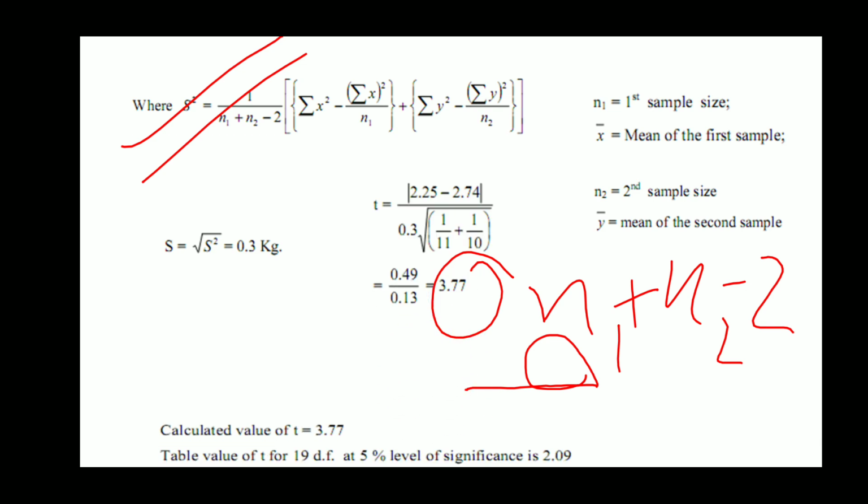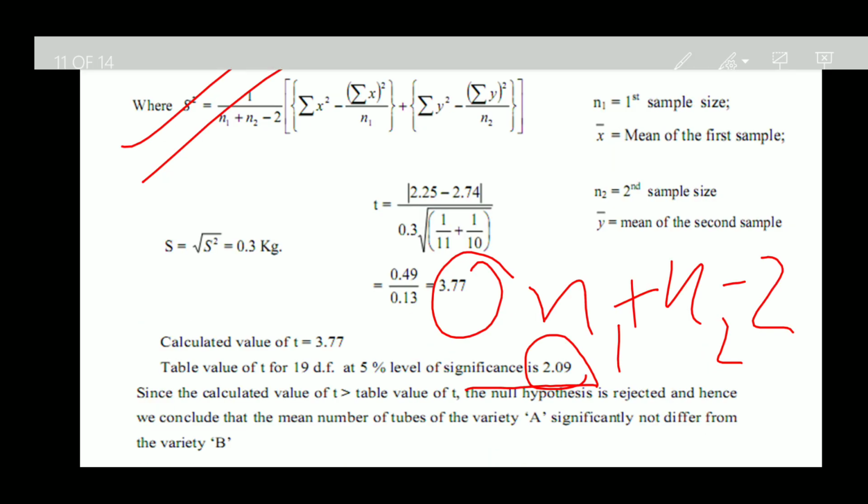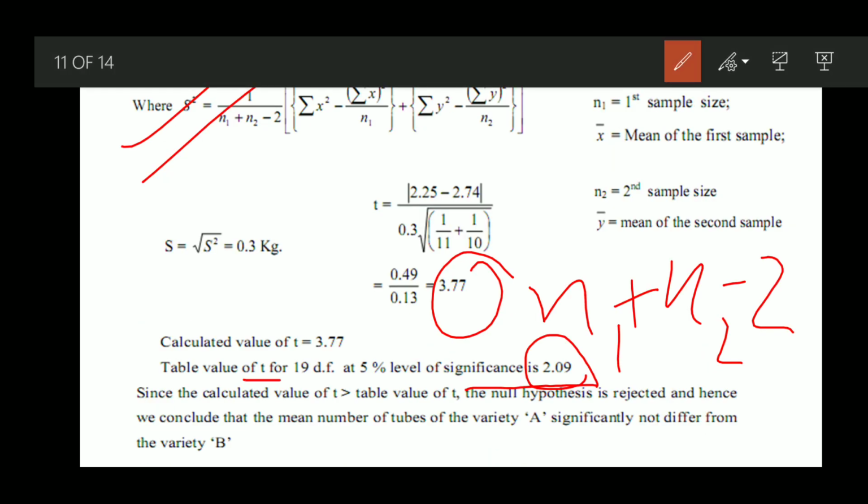Okay. This is how we have calculated the degrees of freedom. 11 plus 10 minus 2, that is your 19. And 5% significance. This is the tabulated value below.